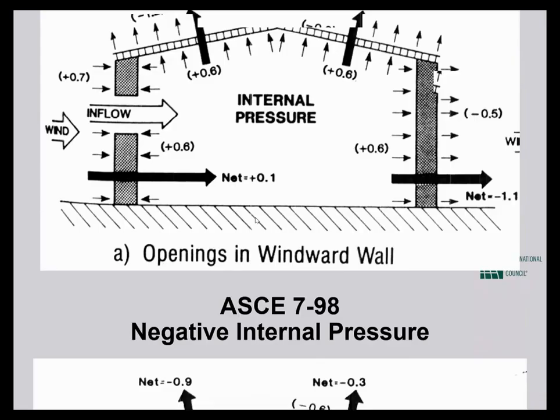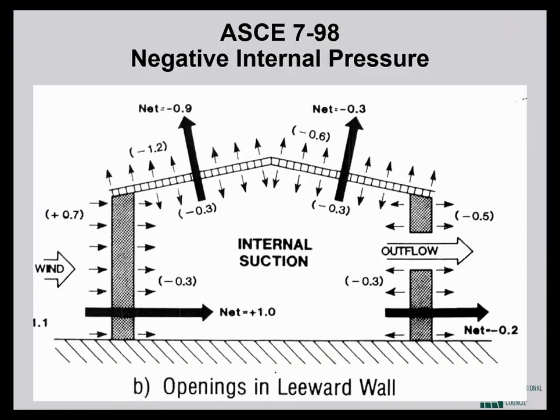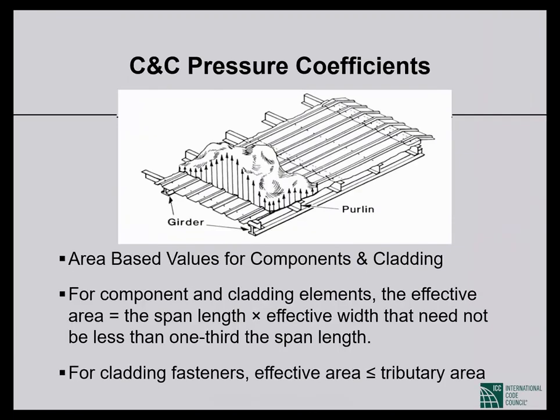The next picture is positive internal. I'm sorry, the previous picture was positive internal pressure. This is negative internal pressure. Please take a look at the two pictures and you will get a full grasp of this G times Cp minus G times Cpi, the external pressure minus the internal pressure.